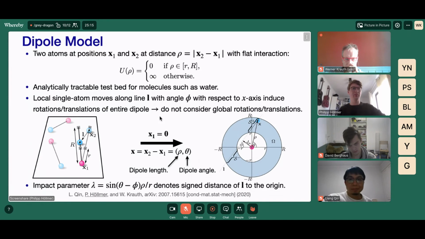You can directly see if the absolute value of lambda is smaller than 1, then this line L has 2 intersections with the inner small circle. And then we have 2 segments S plus and S minus in which this position X can lie.